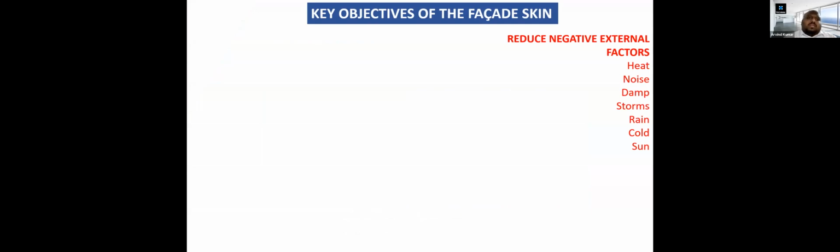So it needs to keep away the heat, especially in our region. In very urban-centric areas, you need to keep the noise away. Damps, dust storm, rain, the cold and the sun. These are aspects which we need to look forward to negate.